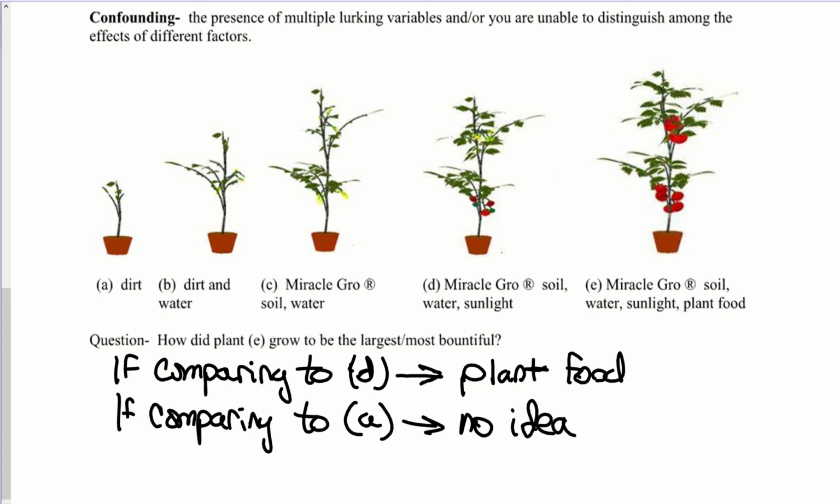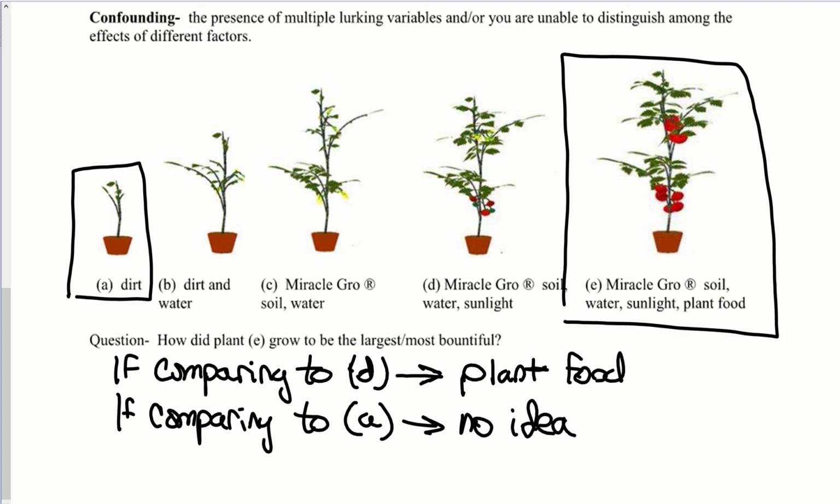All right. So if I wanted to do a tomato plant study, and all I did was create two potted tomato plants, one where I just put some seeds and dirt in a bowl, and the other where I did the whole nine yards. From here to here, I'd look at this and say, well, was it the Miracle-Gro soil? Was it the sunlight? Was it the water? Was it the plant food? I don't know. This is confounded.